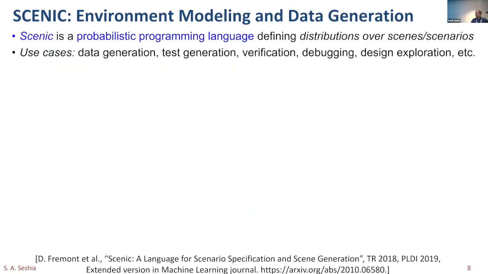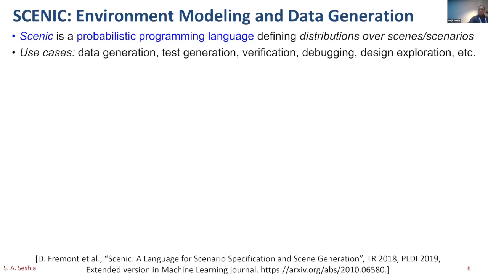Okay, great. So like I said before, SCENIC is a language for environment modeling and data generation. It's a probabilistic programming language. What that means is that in a SCENIC program, every program variable is a random variable. The distributions are defined by the syntax of the program. Some distributions are implicit. They come from library definitions and things like that. Some are explicit. We'll call a scene a static snapshot of the world at a point in time. A scenario is a dynamic evolution of the world over a sequence of time steps.